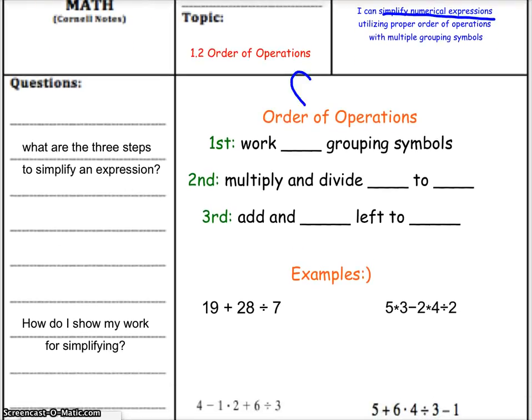Order of operations is PEMDAS. Write that down. That stands for parentheses first, exponents, multiply and divide second. I forgot the S. Add and subtract third.